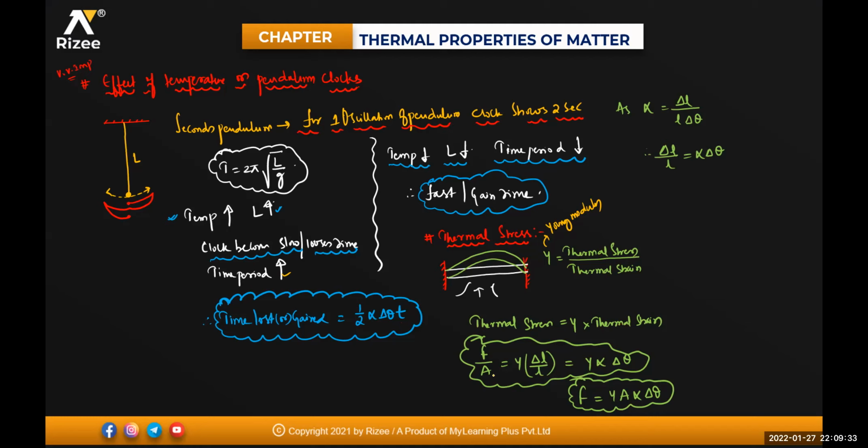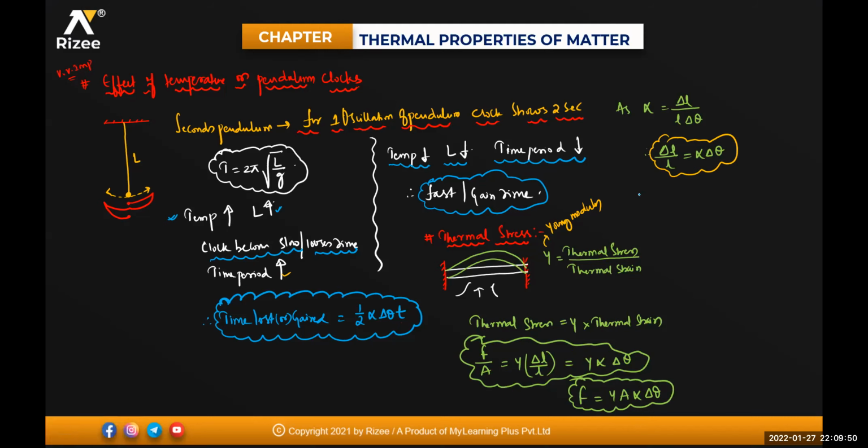So stress is nothing but force by area, that is Young's modulus into strain, and strain is change in length by original length. So change in length by original length by formula is how much for me? Alpha into delta T. Alpha is the coefficient of linear expansion and delta T is your rise in temperature. Is that clear for everyone?